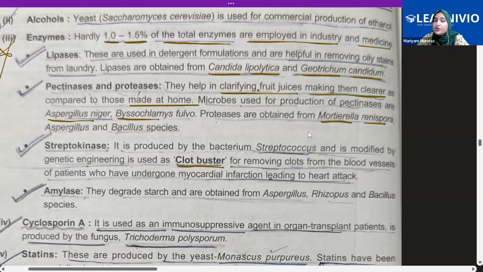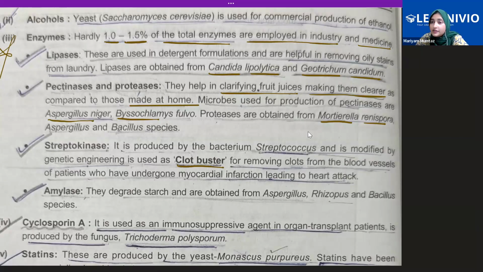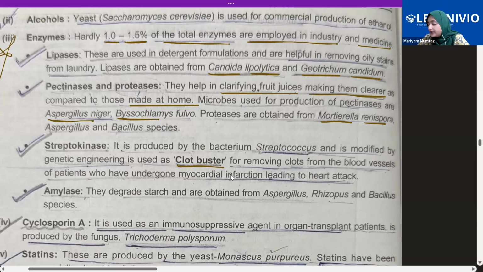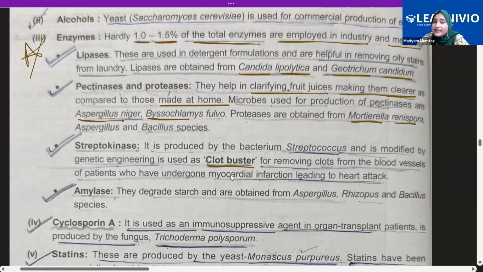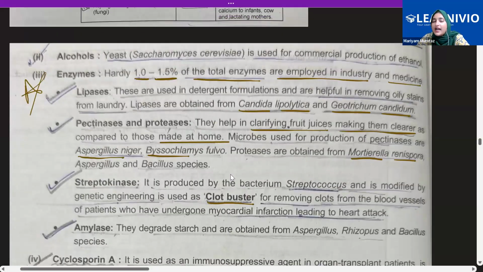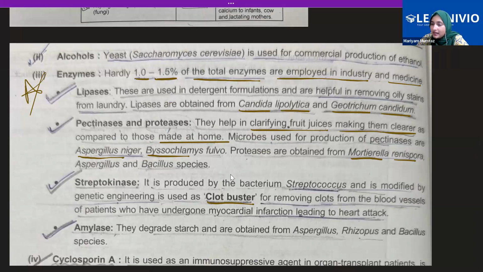Lipases are enzymes that are used in detergent making so that they can remove the oily stains from our clothes. The microorganisms from which lipases are obtained are Candida lipolytica and Geotrichum candidum. Then pectinases and proteases. Okay, students, have you noticed the difference between the juice that you get in a Tetra Pack from the market and the juice that you've squeezed at home?